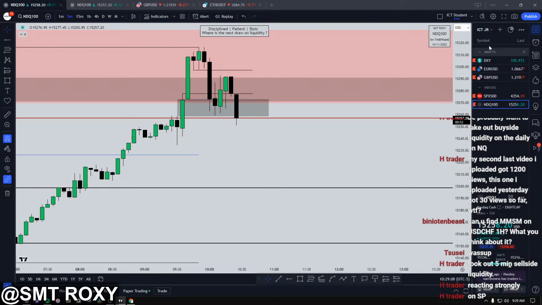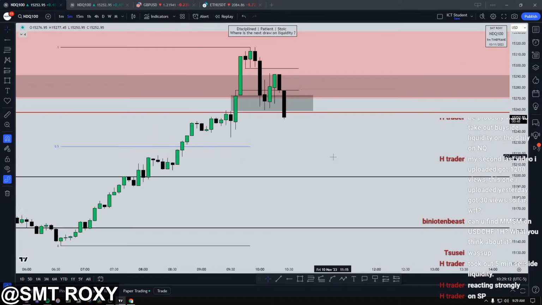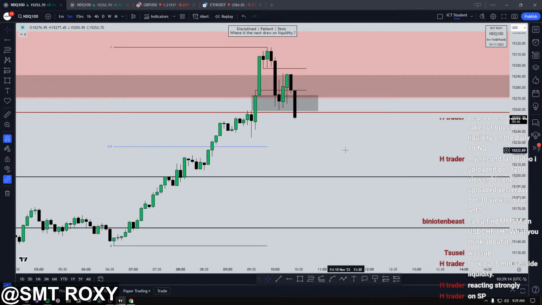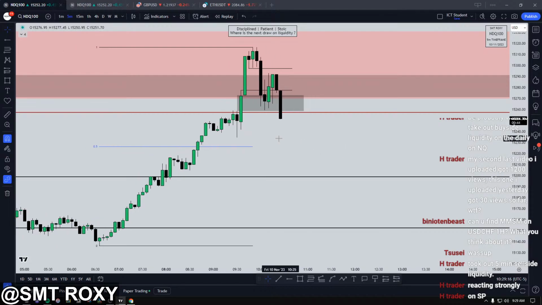Market structure. I don't have USD. I don't watch that market. But you know, if I wasn't trading, like I was doing an analysis, like for everything, I would. But right now, I'm just trying to focus on these right here. See if I can find a trade idea right now.